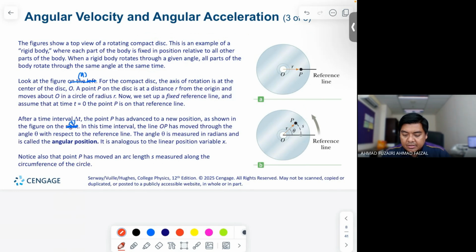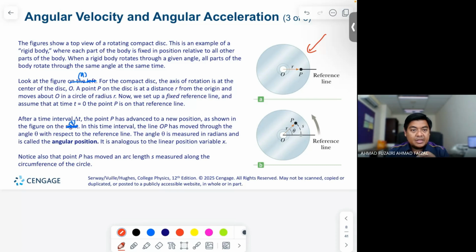The figure shows a top view of a rotating disc, and this is an example of a rigid body. Can you imagine this as a top view of a compact disc? Nowadays we hardly find this, but if you can manage to see or experience what a compact disc is, it's a disc, a CD, kita panggil CD. So when you look into the top view, it's like this.